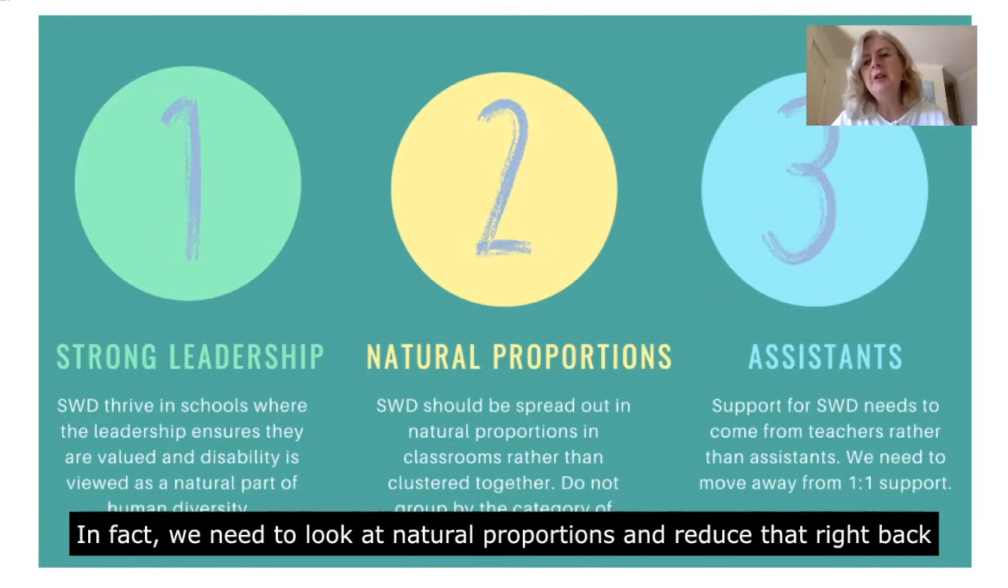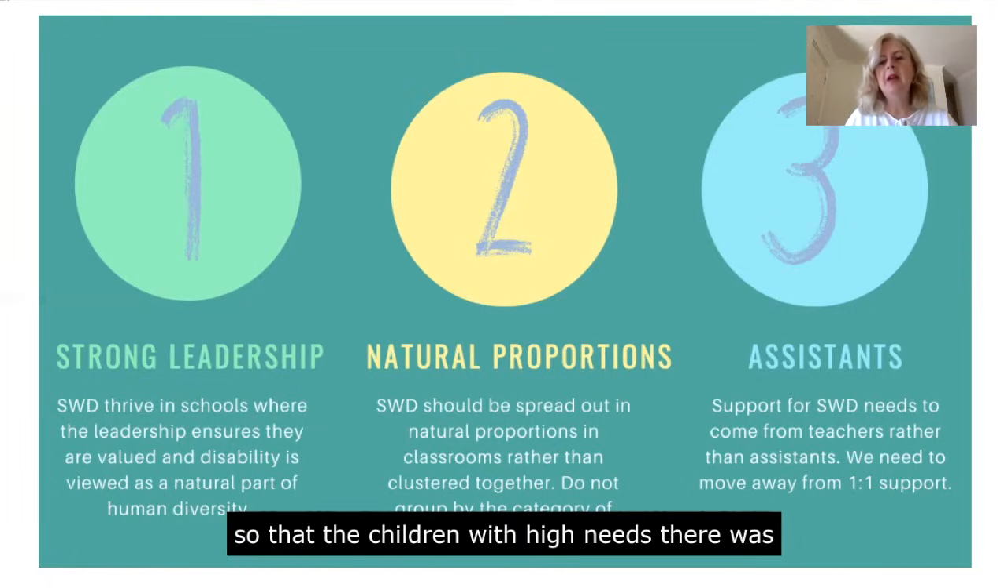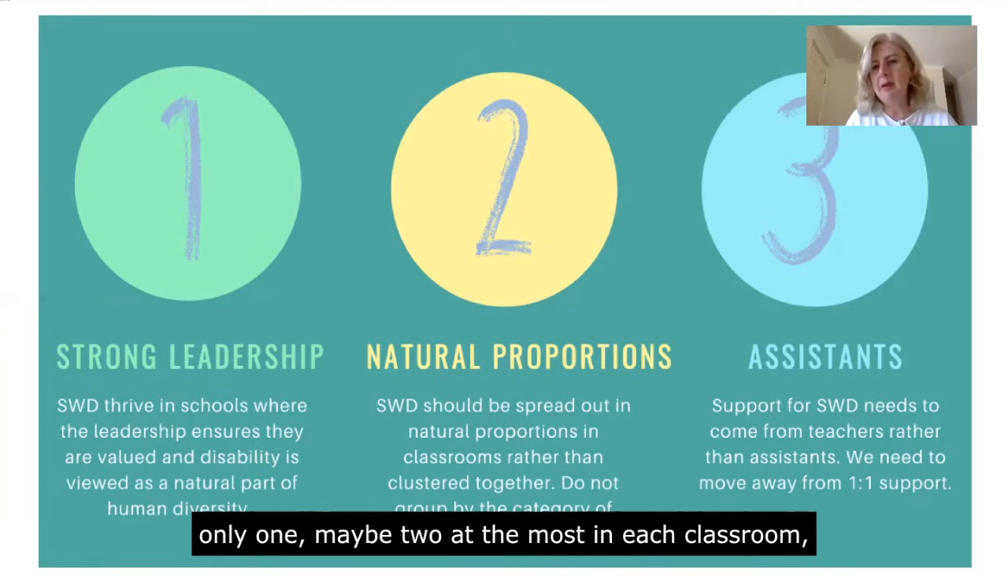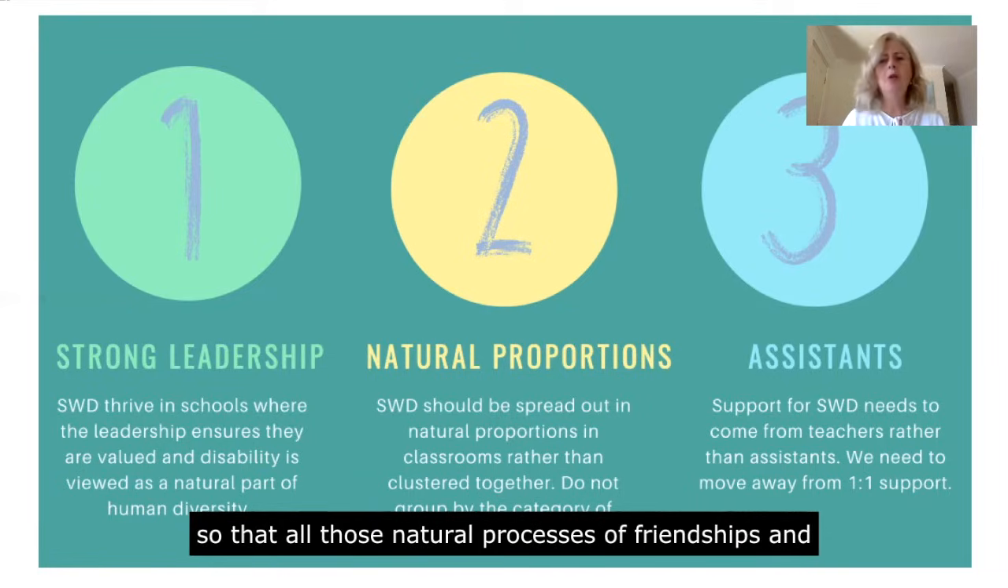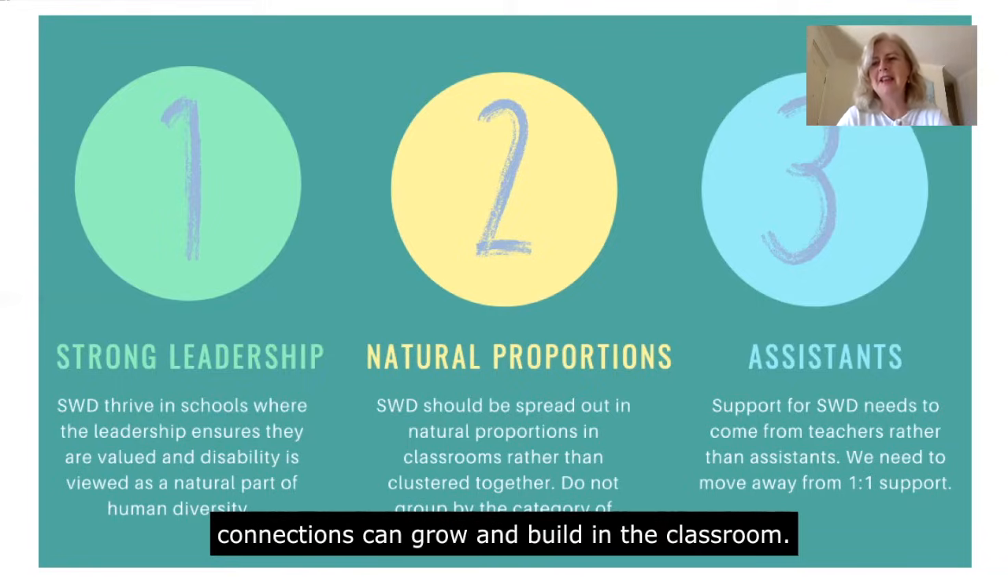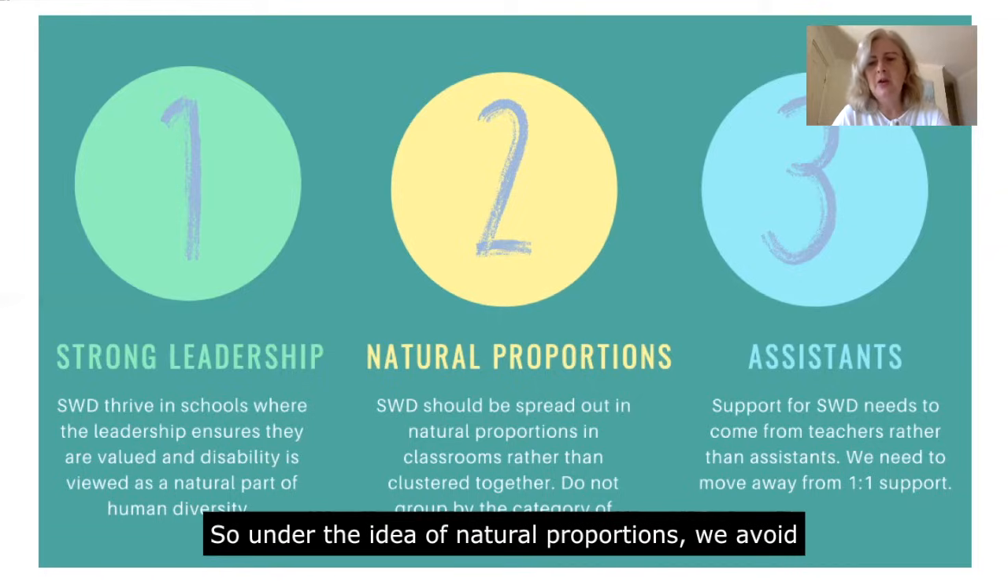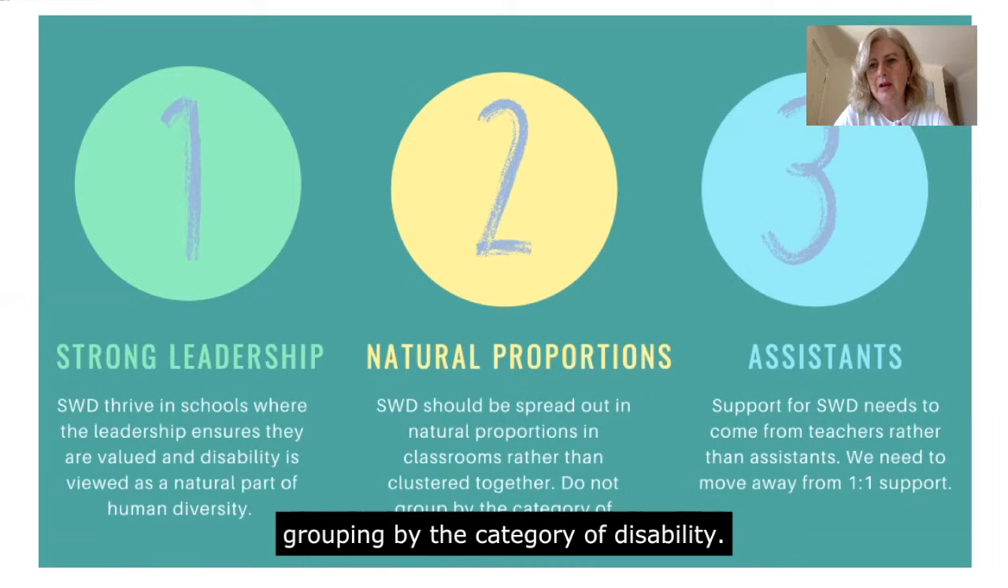In fact, we need to look at natural proportions and reduce that right back so that the children with high needs, there is only one, maybe two at the most in each classroom, so that all those natural processes of friendships and connections can grow and build in the classroom. So under the idea of natural proportions, we avoid grouping by the category of disability.